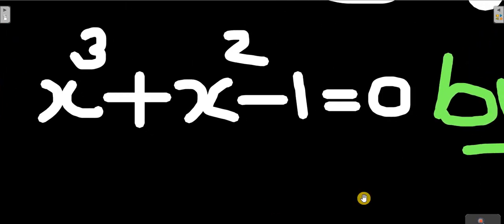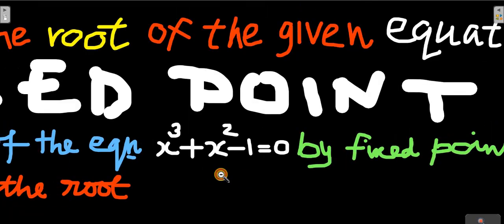x cubed plus x squared minus 1 equals 0 is the given equation for us, and we have to find the root of the equation. A root means the value which satisfies this equation. That is, if you put that particular value for x here, then the left hand side would be equal to the right hand side. That's called the root of the equation. That we'll find now by using the fixed point iteration method.